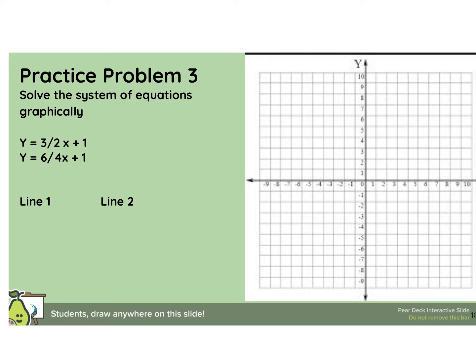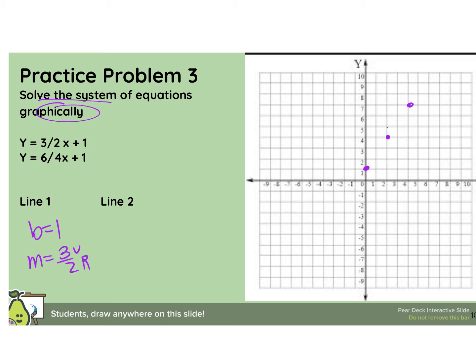All right, let's get graphing. We're solving these graphically. Line 1, y-intercept is 1. Slope, 3/2. Up 1, 2, 3, right 1, 2. That meant I was going up and to the right.